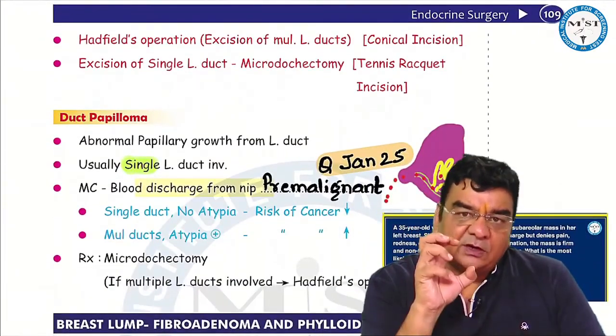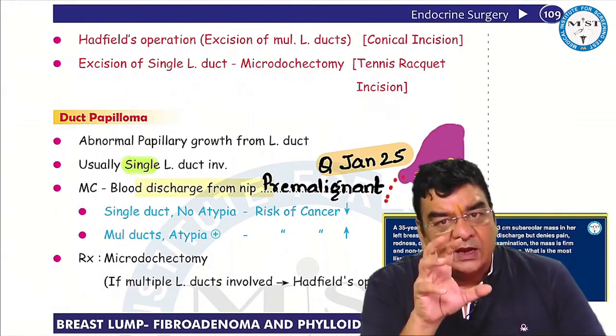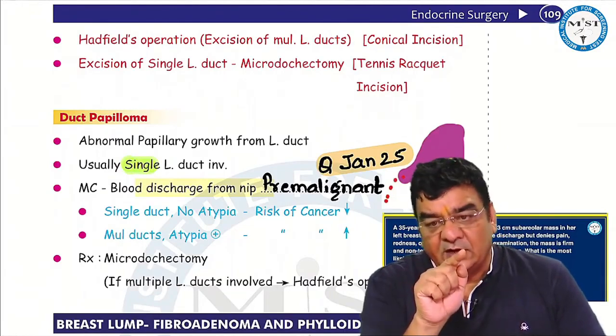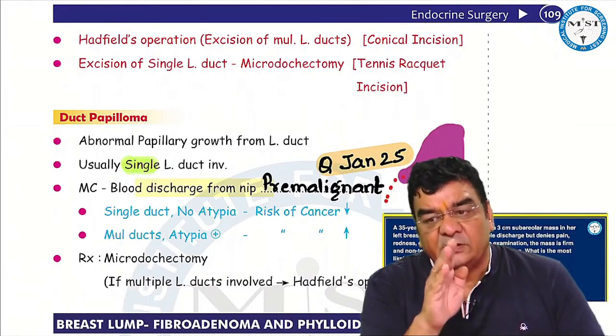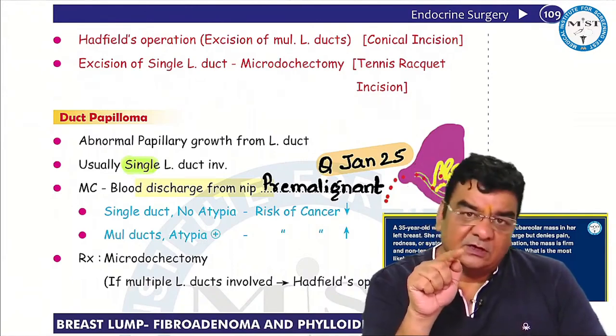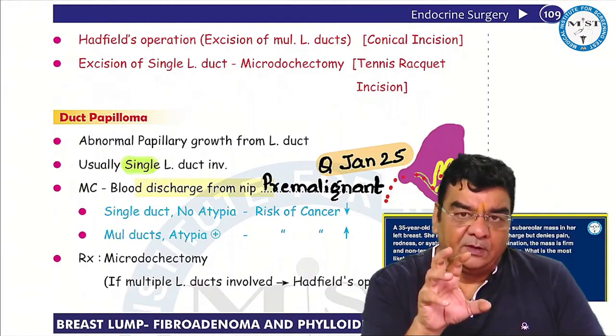So for excision of multiple lactiferous ducts, we have to make a conical incision, and this is Hadfield's operation. If only a single duct was having ectasia and it was not responding to conservative treatment or microdochotomy, then we have to excise a single lactiferous duct by a tennis racket incision, and that is microdochectomy.